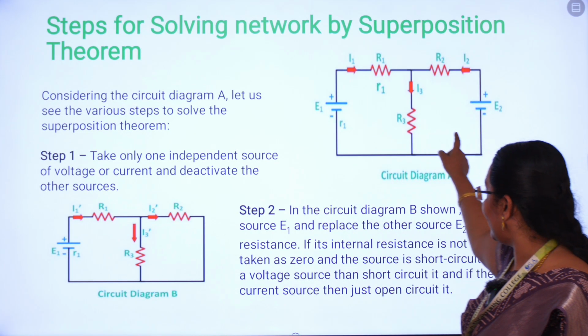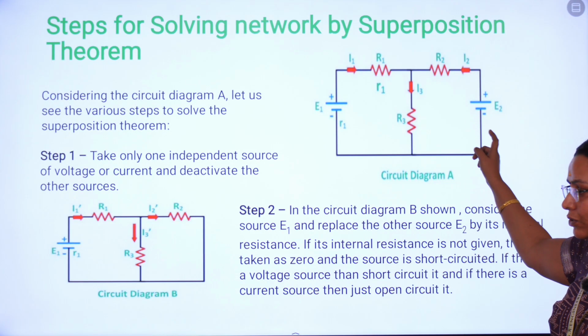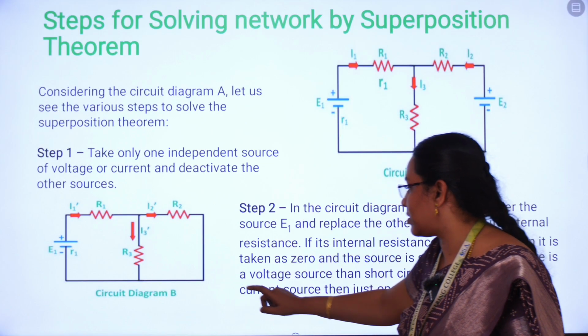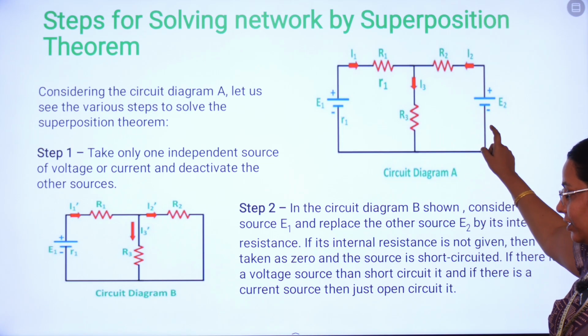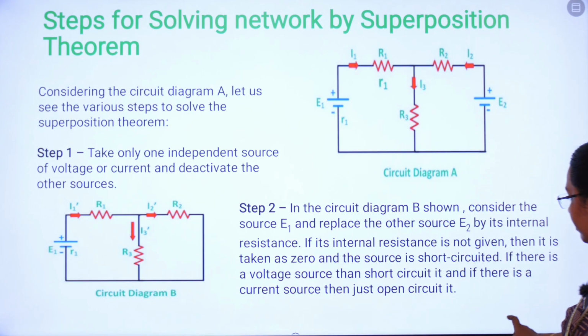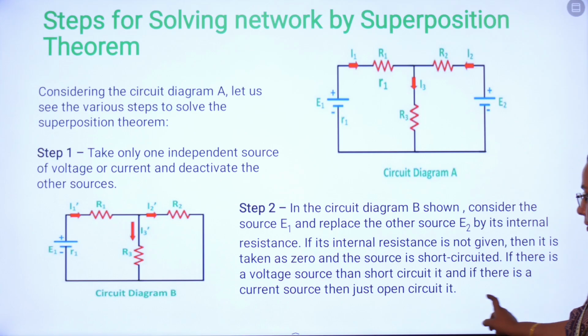So in this case E2 is the voltage source. So we are going to short circuit the source. In E2 there is no internal resistor, so we just consider the short circuit. So this is indicated by the circuit diagram B.